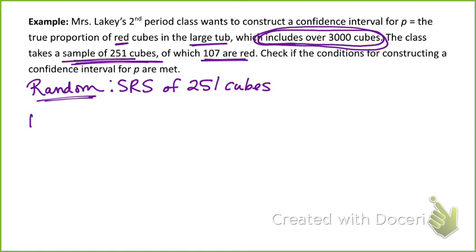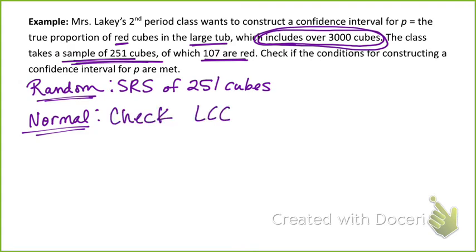All right, next condition we're going to check. We're going to check the normal condition. We need to make sure that this distribution that's going to be created is approximately normal. That way we can get a Z-star critical value. So let's check. We're going to check the LCC. What's LCC stand for?